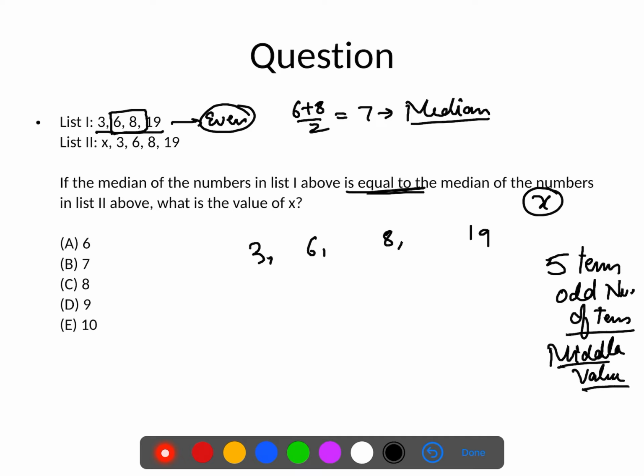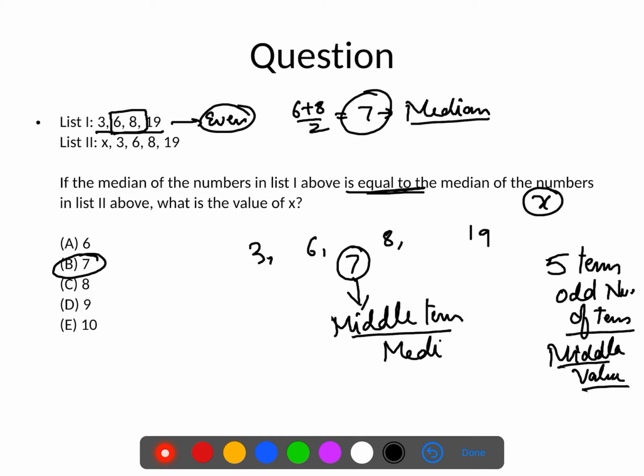Okay. So the median is going to be one of the values, one of the terms itself. So if 7 is supposed to be the median, x, the new value, has to be 7 only. So that becomes the middle term. And that becomes the median. Okay. So that's how we apply the median concept in the questions.